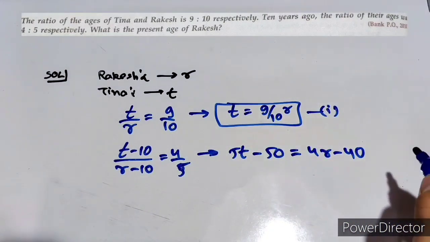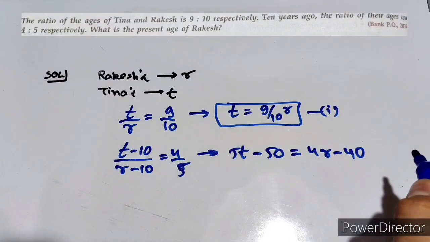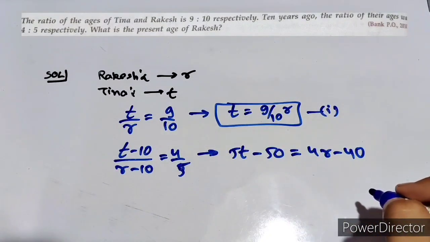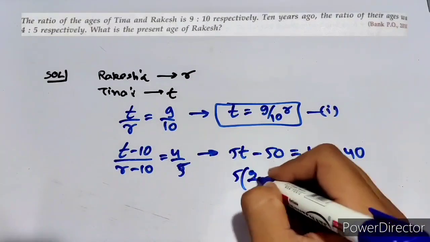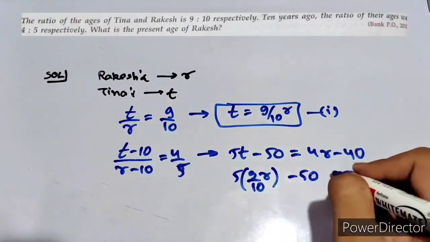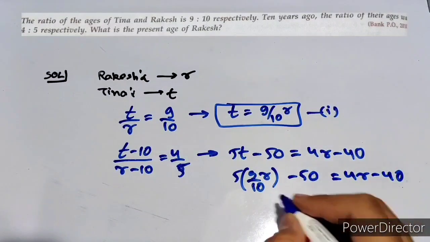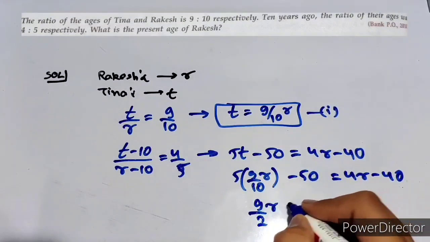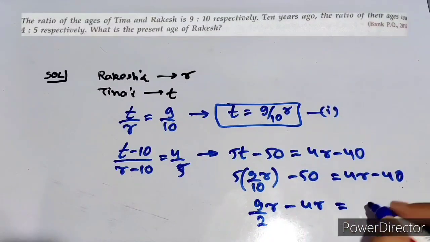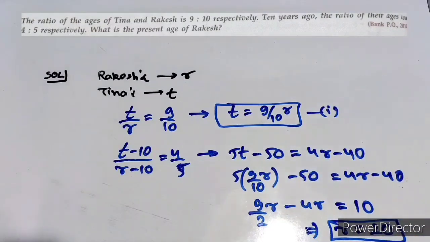So now since we are asked the value of R, we can substitute T here as 9/10 of R. So 5 into 9/10 of R minus 50 equals 4R minus 40. So here we get 9/2 of R minus 4R equals 10. This gives R equals 20. So R, and it is clear that R is Rakesh's age. So Rakesh is 20 years old. And this is also our answer. Okay. Hopefully this question is clear to you.